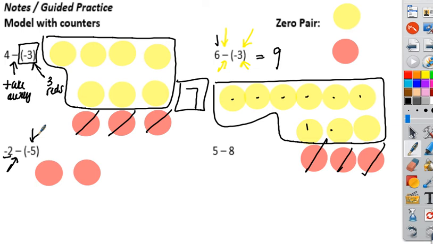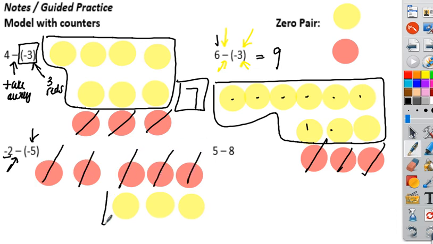And if I add in 3 zero pairs, so I'm going to go 1, 2, and 3. Remember, for every 3 that I add in red, I have to add in the yellow to make them 0. And now, can I physically take away 5 reds? I am now left with 3 positive.